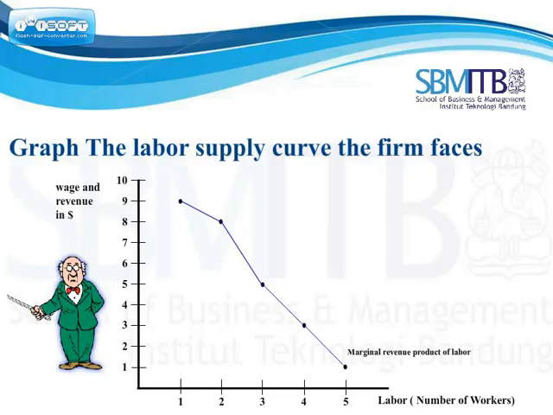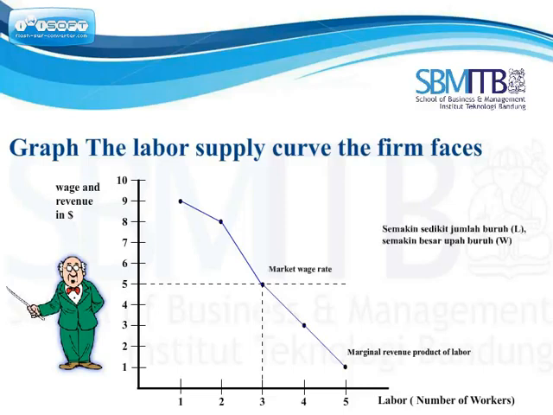The more workers hired by the company, the more the marginal revenue product of labor will decrease. The fourth line reflects the market wage rate for labor. If the labor supply in the market is higher than labor demand, then the wage will be lower.